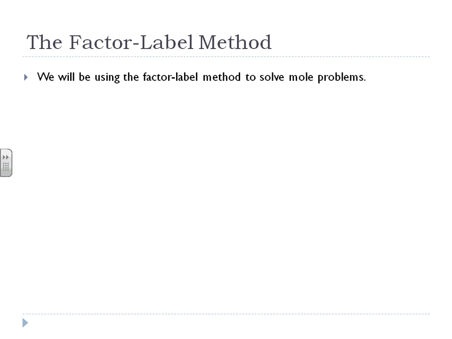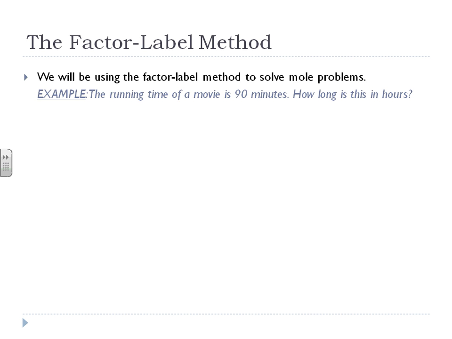Okay, so the factor label method, this is the method that we're going to use to solve most of our mole problems, and we've already sort of looked at it when we were looking at unit conversions. So I'm going to talk you through the steps with an easy example, and then we'll do 2, maybe 3 examples of mole calculations. Here is an easy example. The running time of a movie is 90 minutes. How long is this in hours?